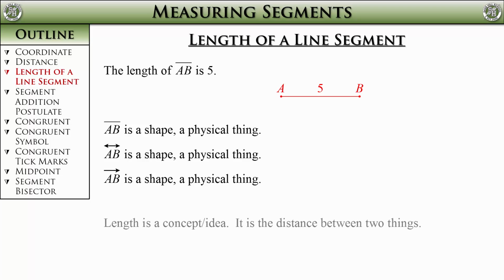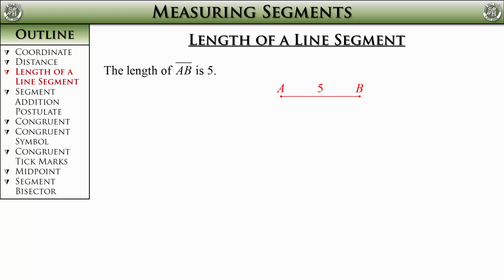However, length is a concept or idea. It's the distance between two things. Distance is not a shape. I'm going to be coming back to that a few times in this lesson. And that first time is now. We know that the length of line segment AB is 5, but we don't want to have to write it out all the time. So how about a symbol instead?